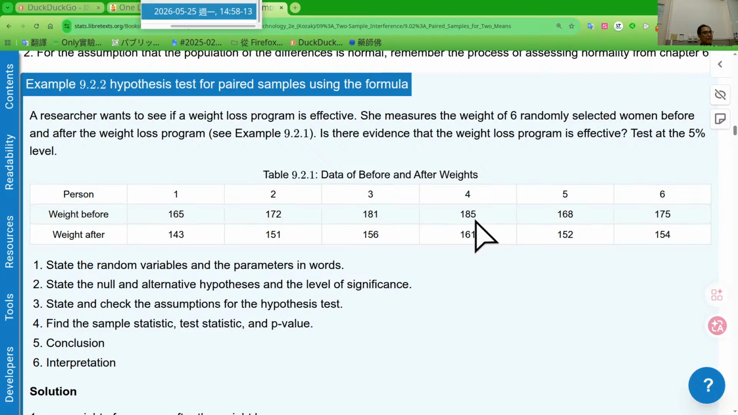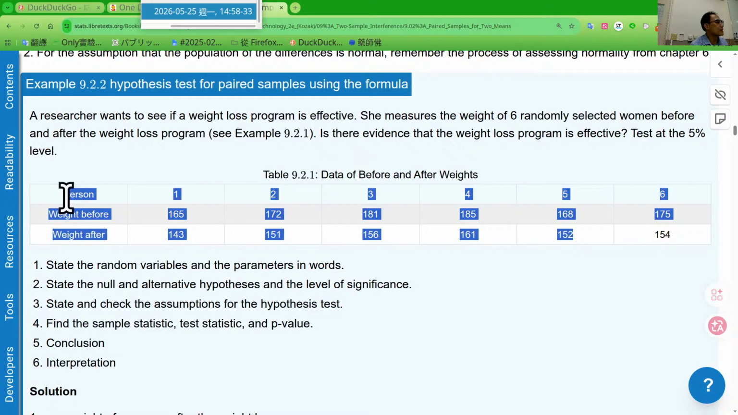The number 4, 185, 161. The number 5 lady, 168, 152. Number 6, 175, 154. And by observing the numbers, we can see, wow, all of them, their body weight maybe got rid of maybe 10 to 20 pounds after the program.